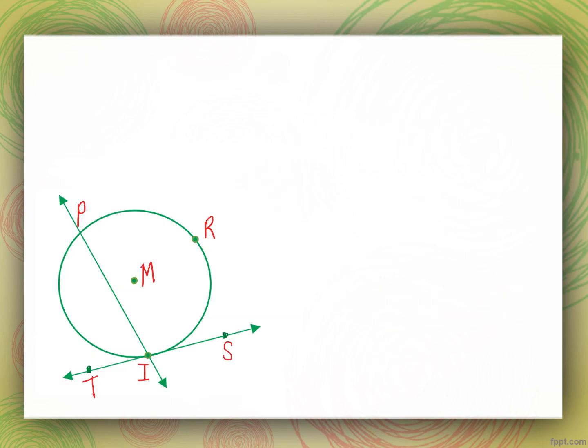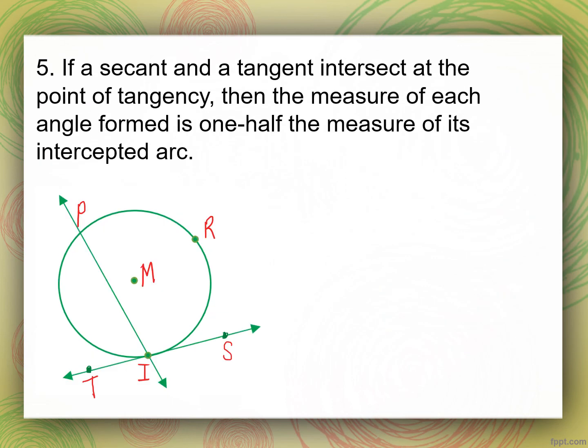Okay, let's have the last one for now. If a secant and a tangent intersect at the point of tangency, then the measure of each angle formed is 1/2 the measure of its intercepted arc. So this time we have a secant and a tangent, but they don't intersect at the exterior, and also not in the interior. Instead, they intersect at the point of tangency. If you look at the given figure here, we have secant PI and tangent TS. So they intersect at point I.